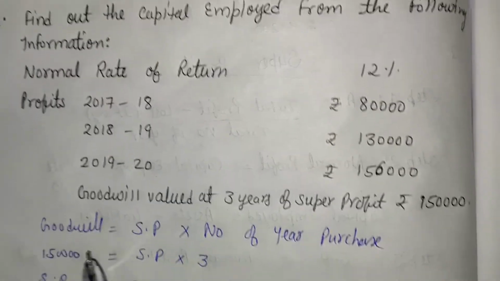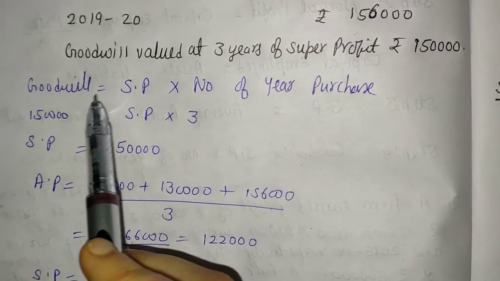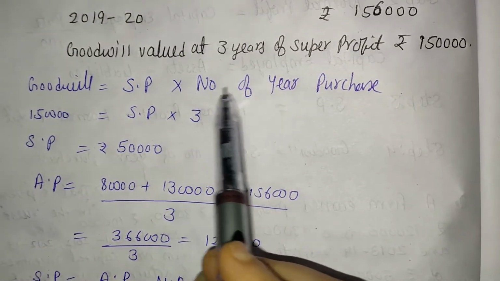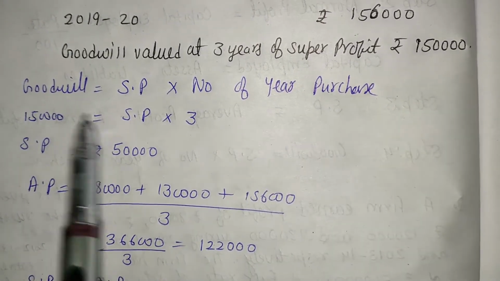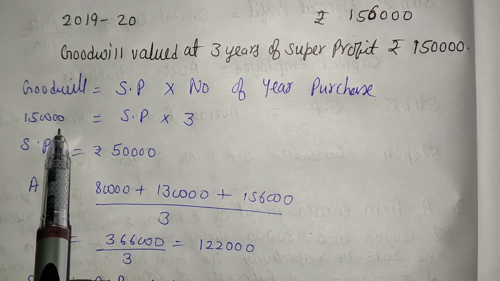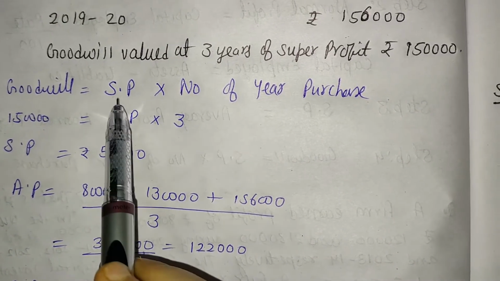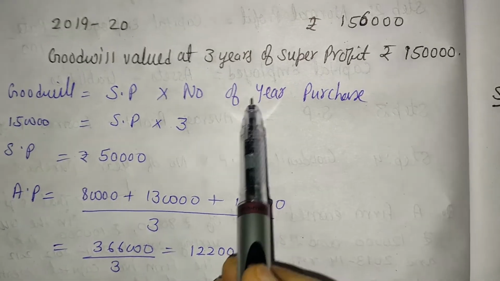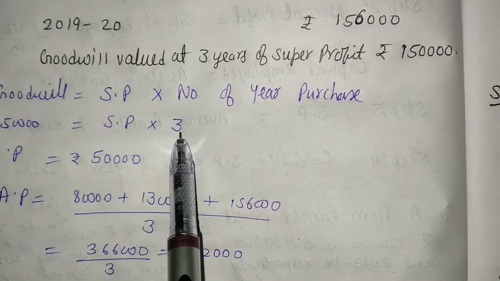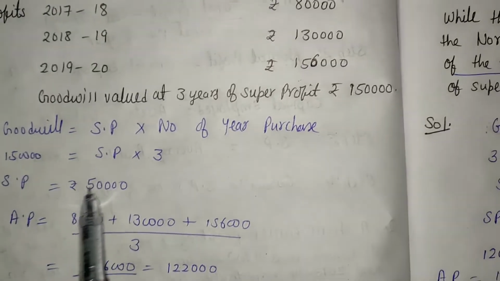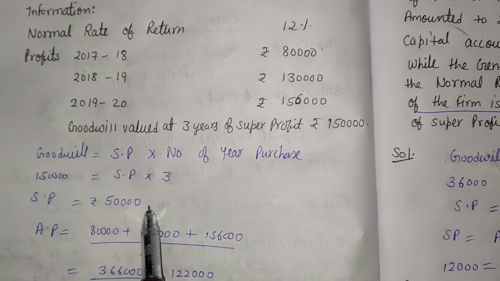So first of all, goodwill is given. The formula of goodwill is super profit multiplied by number of years' purchase. Here goodwill is given, that is 1,50,000. There is no information on super profit, multiplied by number of years' purchase, which is already given in the question, that is 3. After solving this, we get 50,000 rupees.